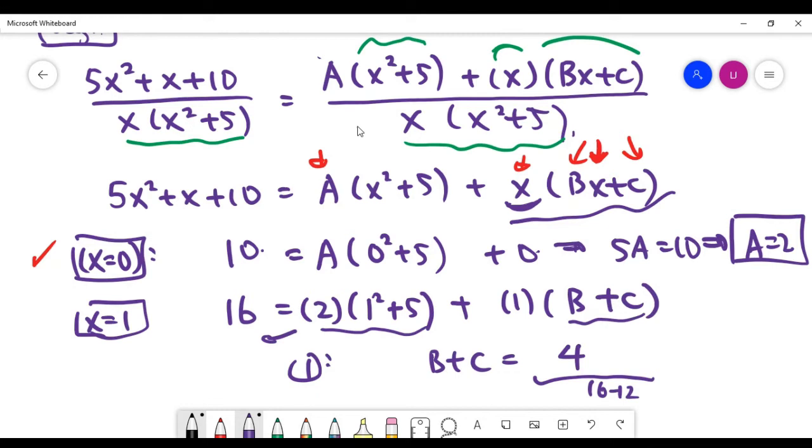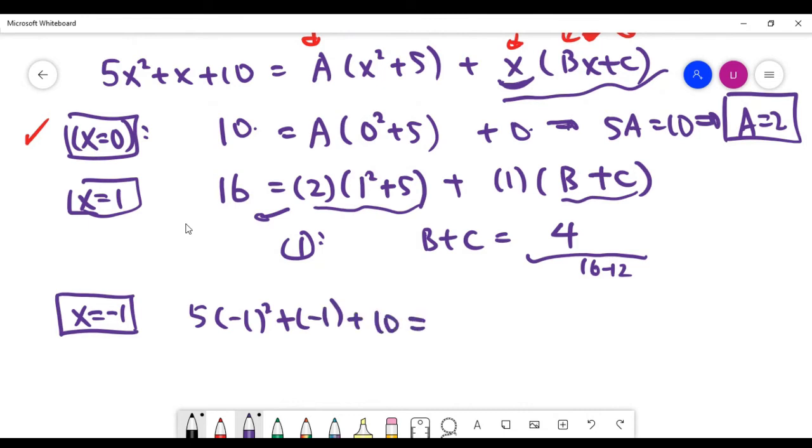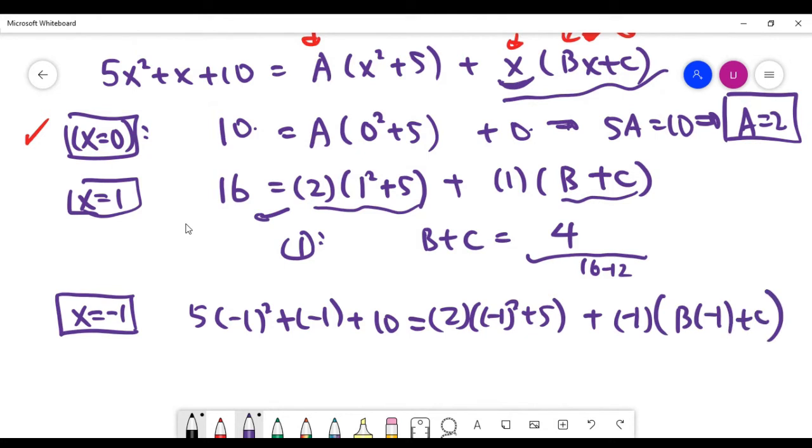And let's choose another value of x randomly. You are free to choose any value of x now, apart from 0 and 1. We just want another equation in terms of b and c. So from there, we can solve the two equations as a system of unknowns. For example, I can choose maybe x to be minus 1. So in that case, we'll have something like this on the left-hand side. And for the right-hand side, a is 2. So the second factor in the first term is minus 1 squared plus 5, plus minus 1 open bracket b times minus 1 plus c. So I hope you see what I'm doing.